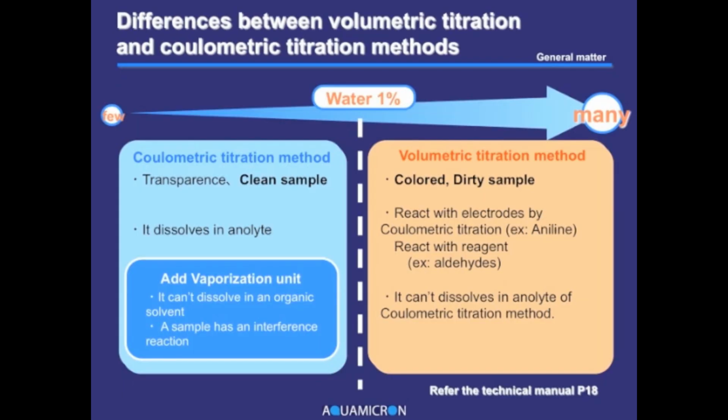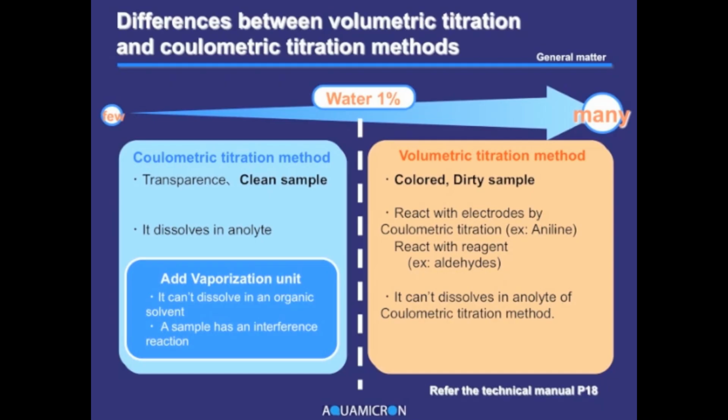I believe many of you already use either volumetric or coulometric Karl Fischer instruments. Volumetric instruments are usually used for high moisture samples, and coulometric instruments are for low moisture samples. The general criteria for choosing between these 2 titration types is if the water content of the sample is greater or less than 1%. Coulometric titration is suitable for relatively clean samples that do not make the cathode chamber dirty and that readily dissolve in the anode solution.